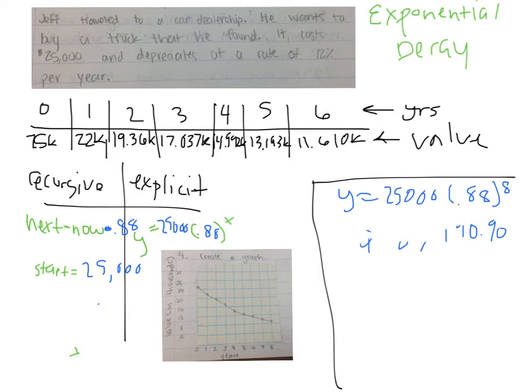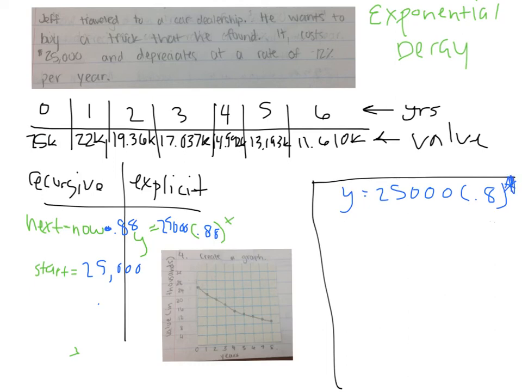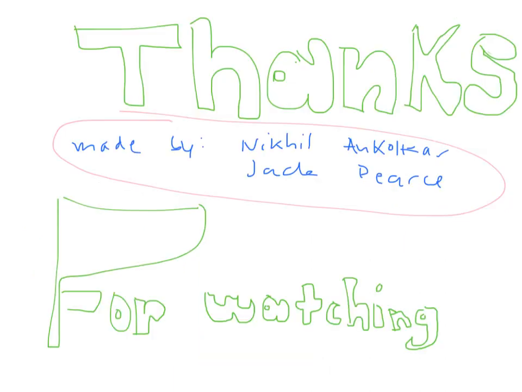Our second problem: how much would this car be worth if it depreciated at a rate of 20%? Now we would start with the same start value. So at 20%, we'd have to do y equals 25,000 times 0.8 to the x power. Now, after 1 year, we would just replace this x with a 1. And we would just do 25,000 times 0.8, and we would get $20,000.